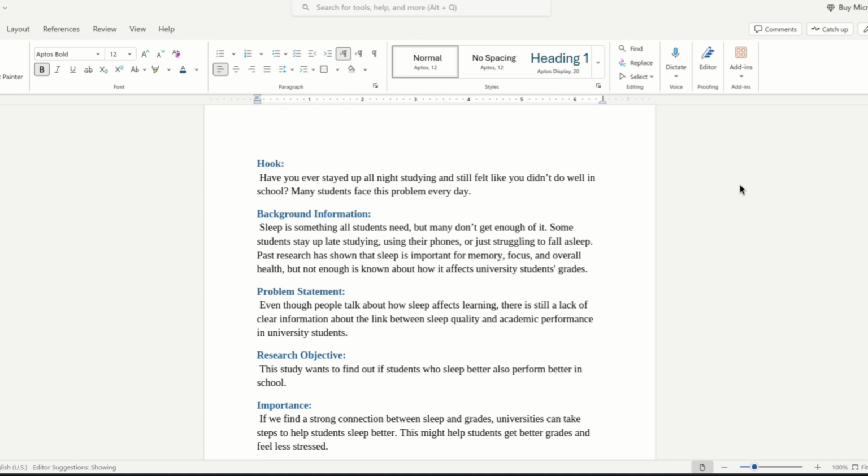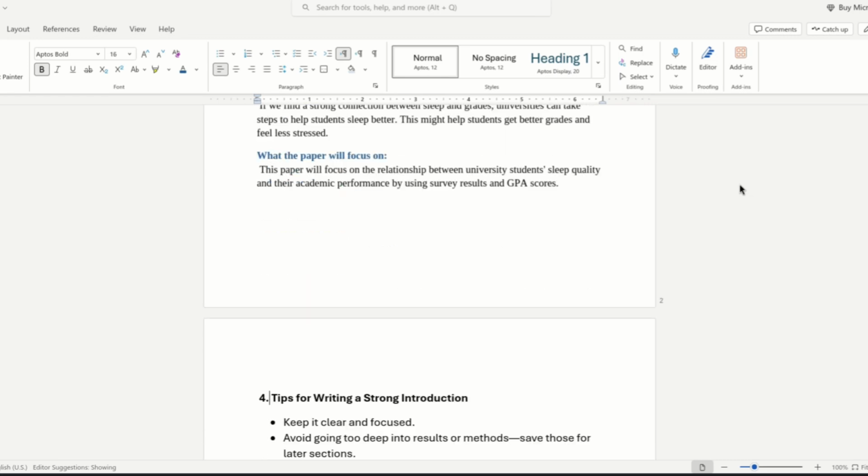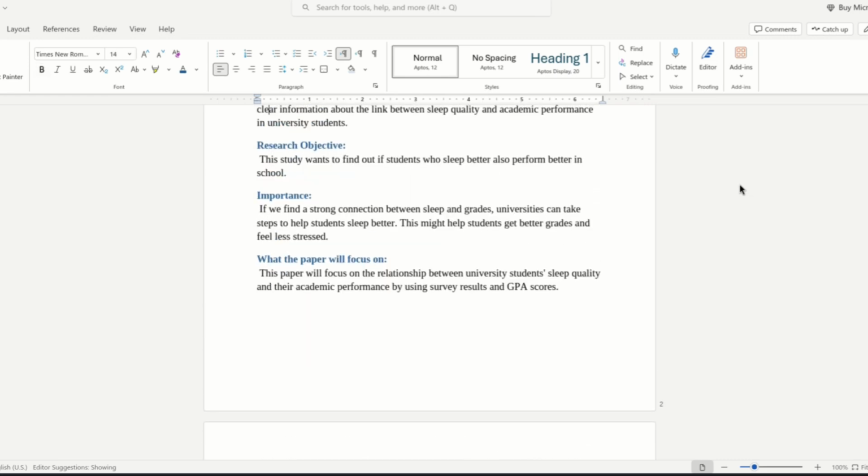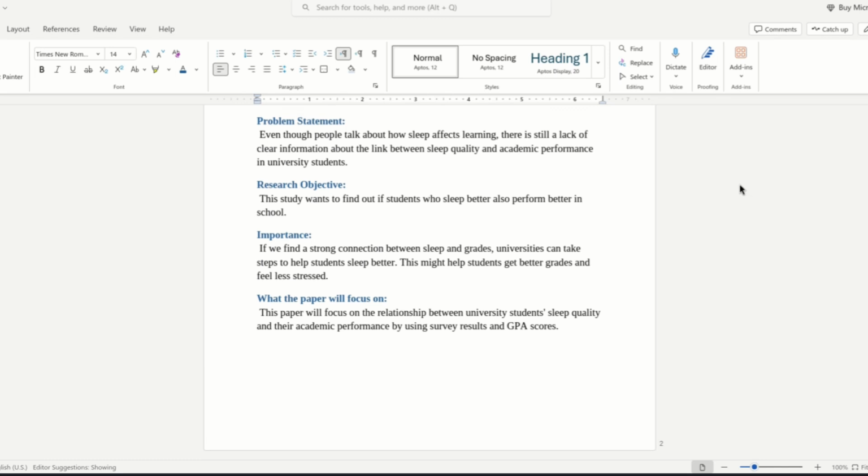The problem statement is a critical component of the introduction. This element clearly outlines the issue or gap that your research aims to address. By identifying a specific problem, you establish the need for your study and pave the way for presenting your research objectives.